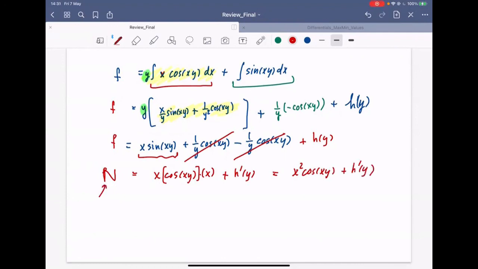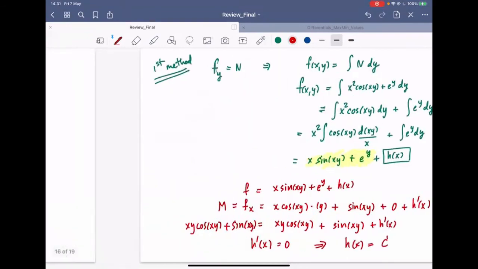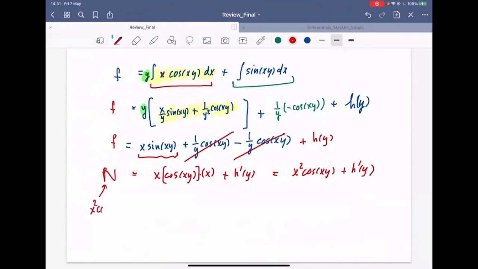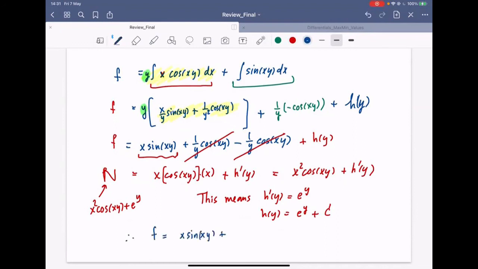But your N from the question is x squared cosine xy plus e to the y. x squared cosine xy plus e to the y. Well, this means h prime of y equals e to the y. So h of y is just e to the y plus some constant. So you replace this back to conclude. You have f equal to x sine xy plus e to the y plus c. And you got the general solution now.